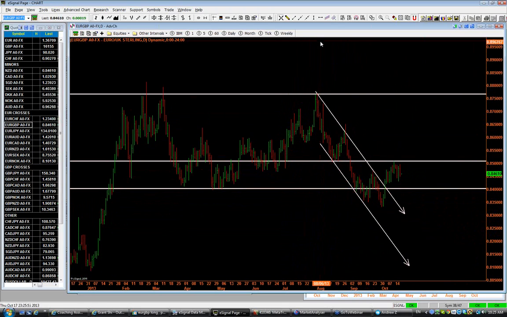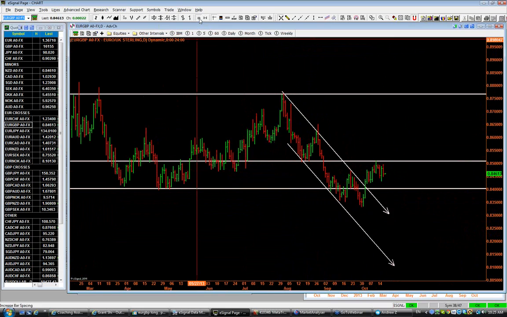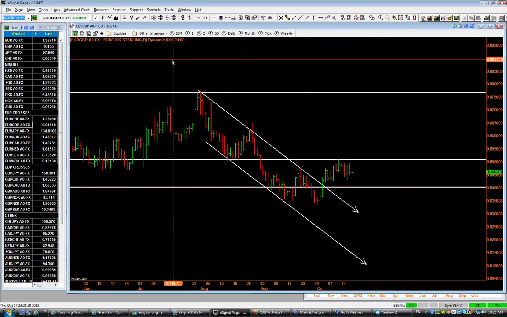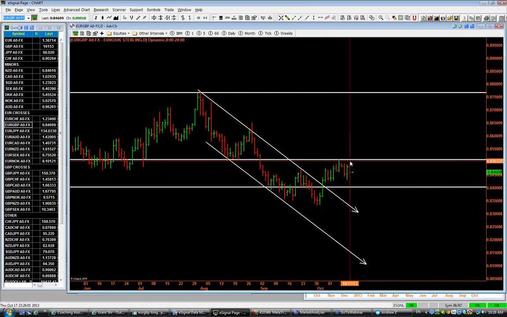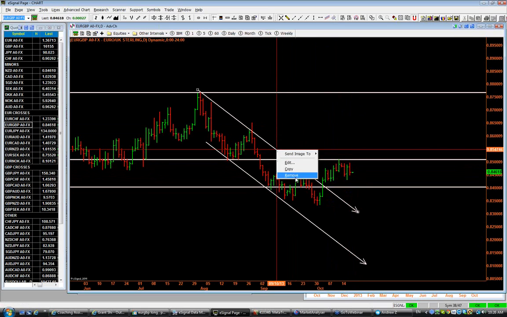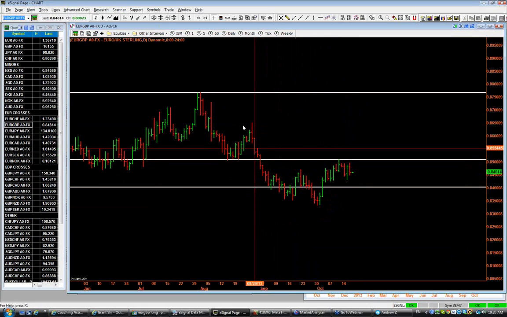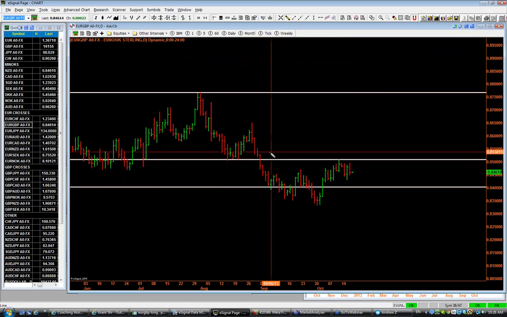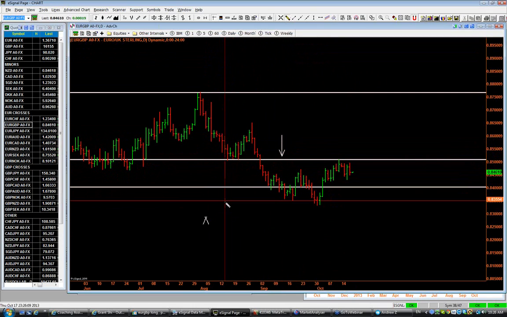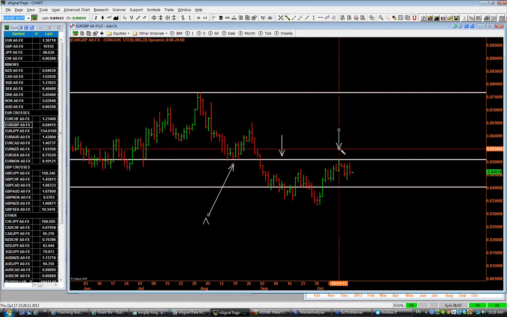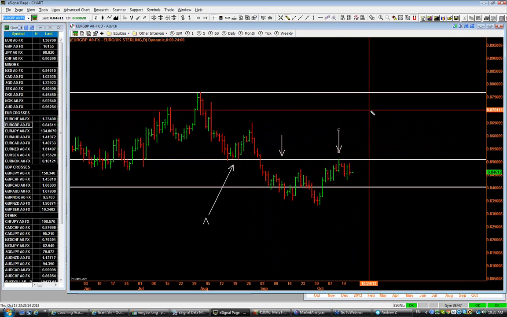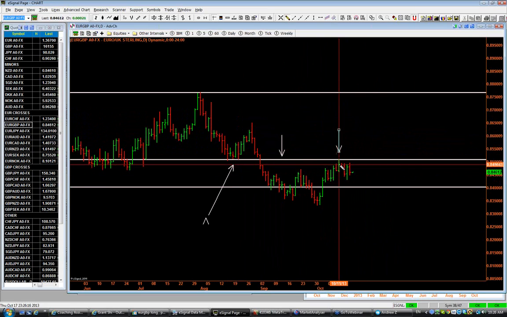I just draw a horizontal. Okay, this is the horizontal. I'll just remove this. Okay, this is the previous low. The price just pulled back there, just pulled back when the price touched that resistance.